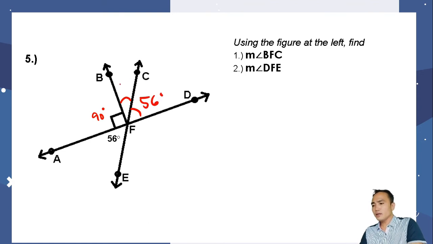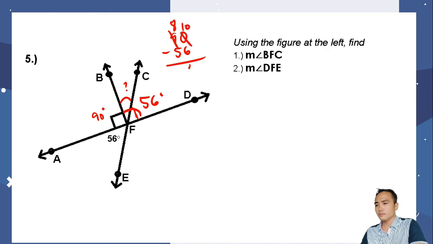Okay, so we are looking for the measure of this angle, angle BFC. So we have already 56 here, and we know that the total measure of this angle is equal to 90 degrees. Okay, so 90 minus 56, that is equal to 34 degrees. Okay, so the value of the missing angle here, the value of the angle BFC is equal to 34 degrees.